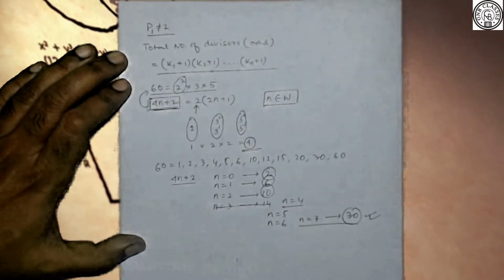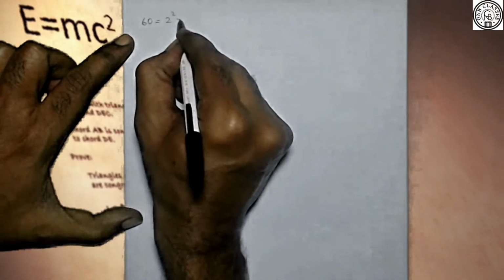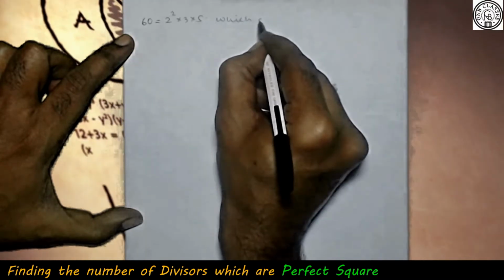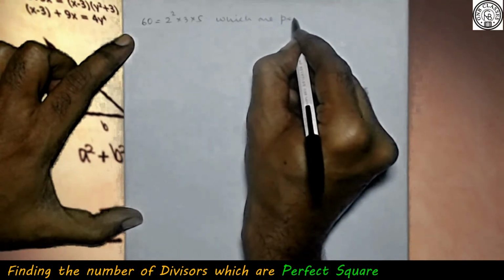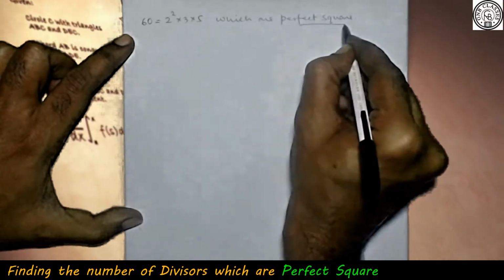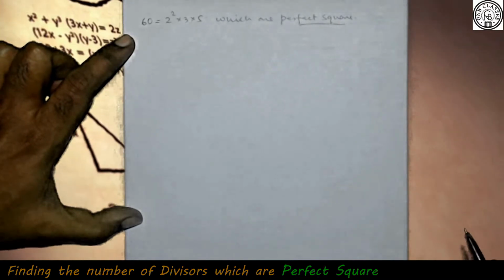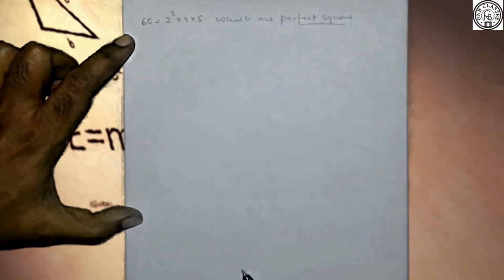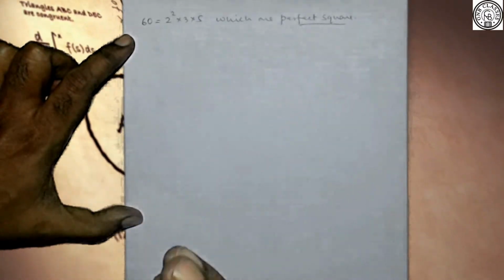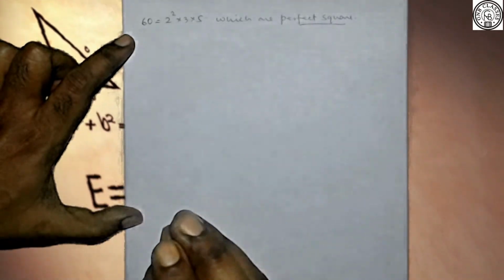Now let us say, how many factors are there in 60, which is 2 square into 3 into 5, which are perfect squares? To find any divisor which is a perfect square, we must understand one fact: whichever prime is present in the divisor, it must come with an even power.